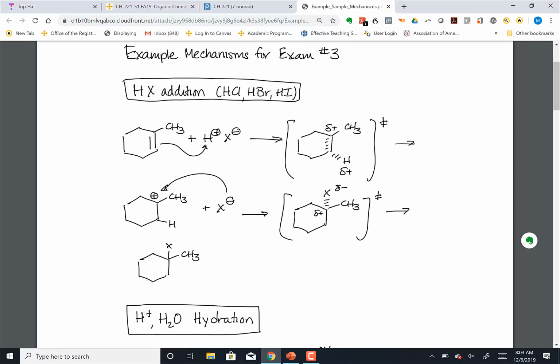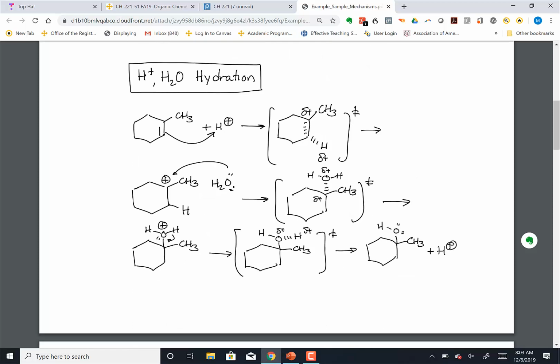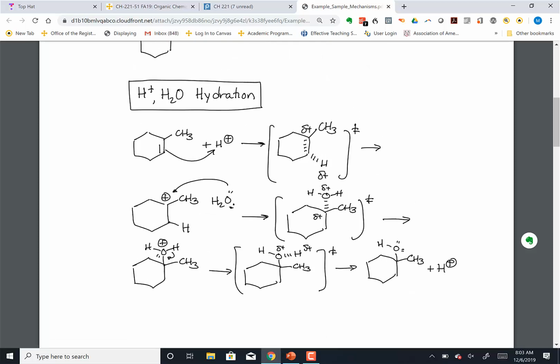But I put the mechanisms of adding H plus H2O online in the Piazza. I gave examples of those. I can come up with other alkenes for new problems. That's not a big deal, but they all kind of look the same. Do you have any new questions? Otherwise, I'm just going to kind of, yes.